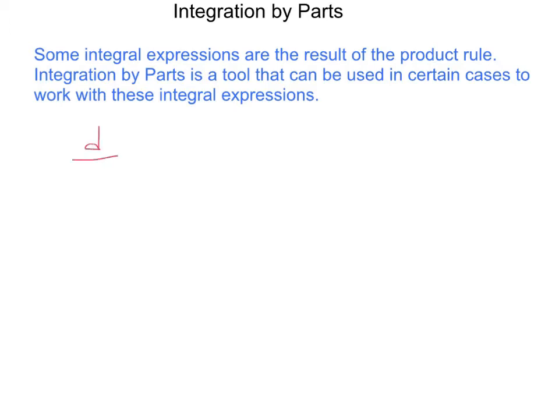Suppose that someone had taken the derivative of a product. So let's say there was some function u times some other function v. There was a u function, there was a v function, somebody took the derivative of the product. If they did that, they would get the derivative of the first thing times the second thing. So that would give me v times du plus u times dv.